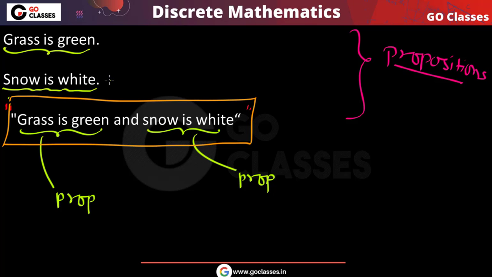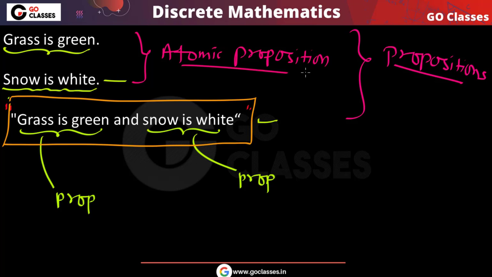In this proposition there is no part which is a proposition. But in this proposition, you can notice this part is a proposition, this part is a proposition. So that's the definition of atomic and compound proposition. These are called atomic propositions. Why are they called atomic propositions? Because no part of them is a proposition, and this is called a compound proposition.